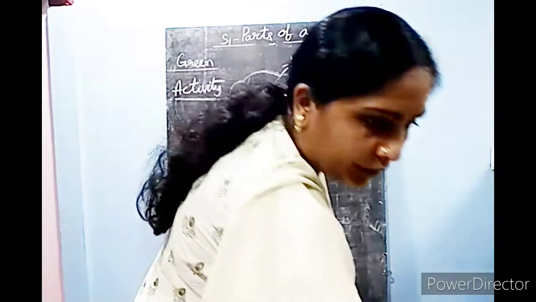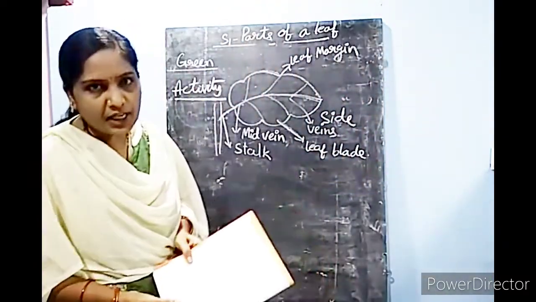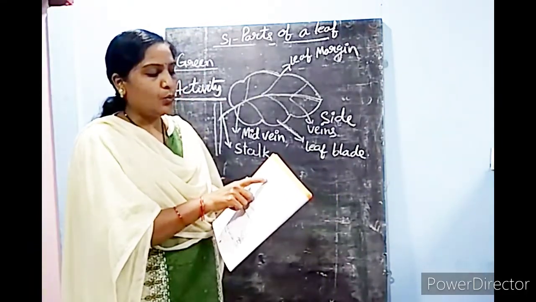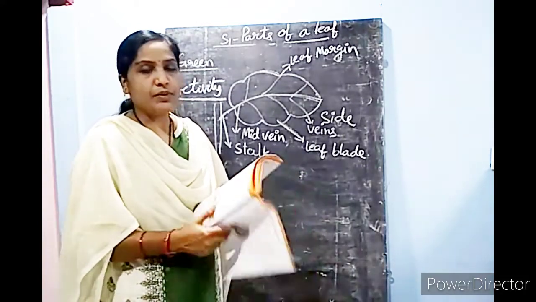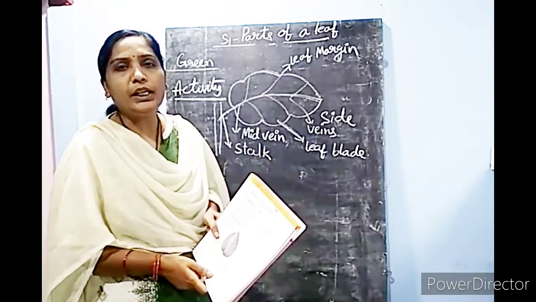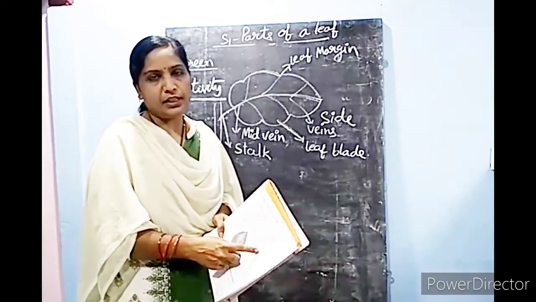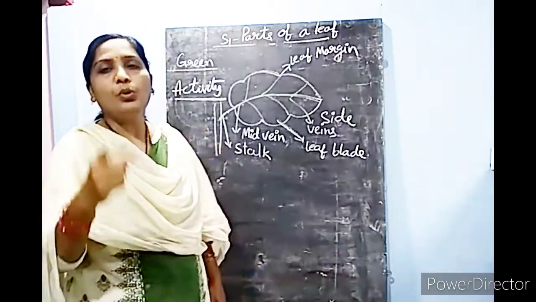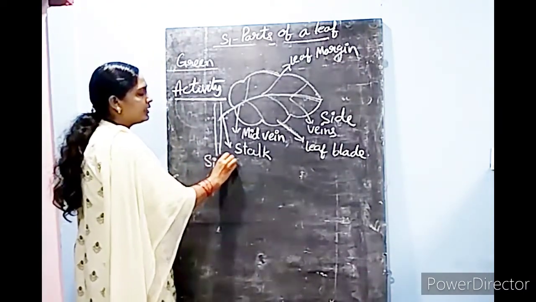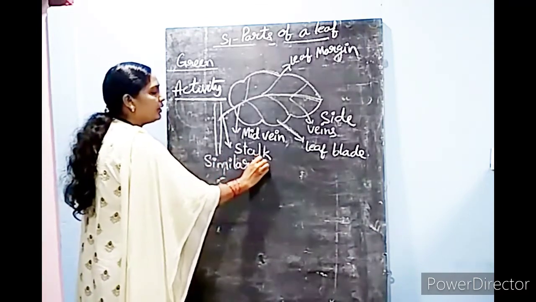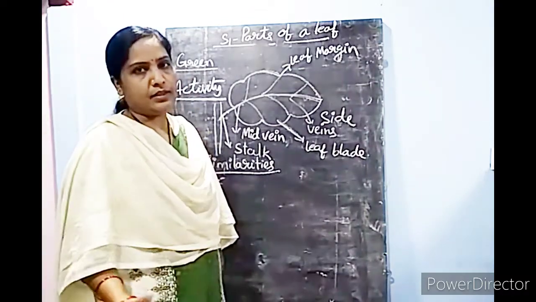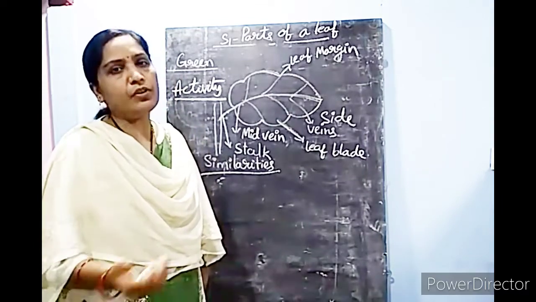Okay, children. Now we'll move to our worksheet. What questions are given in your worksheet? You come to page number 10 and see how the leaves are. Come to exercise S1, parts of a leaf, and see what is the similarity between the two leaves. Two leaf structures are given here in the workbook and it is asking you to find out the similarities. What's the meaning of similarity? Similarity means the same characters. Differences means which differ from each other.